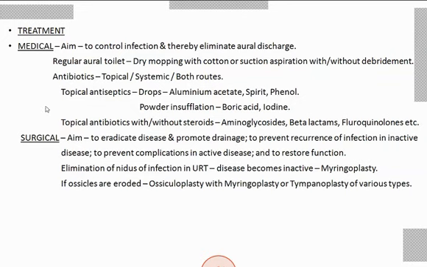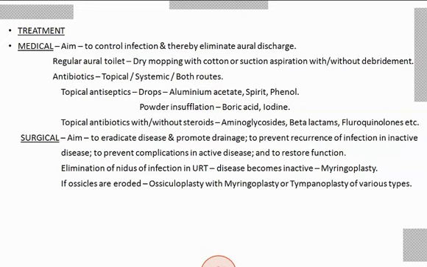But the important point is that none of the antibiotics will penetrate the mucus. So there lies the importance of cleaning the ear, with dry mopping. Keep it dry, then ask the patient to instill the antibiotic. Then only they act. The second one is surgical treatment. The aim of surgical treatment in the case of chronic otitis media is to eradicate the disease, to promote drainage, to prevent any recurrence of infection in inactive disease, to prevent complications in the case of active disease, and also to restore function.